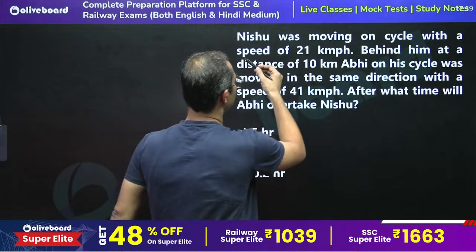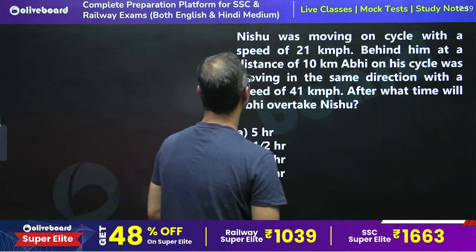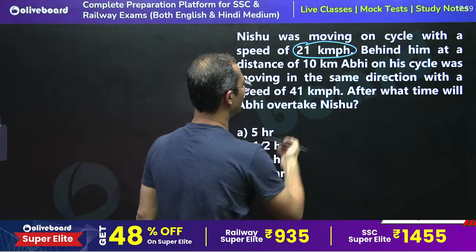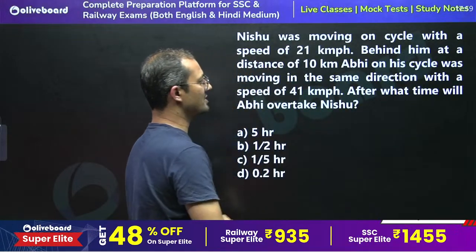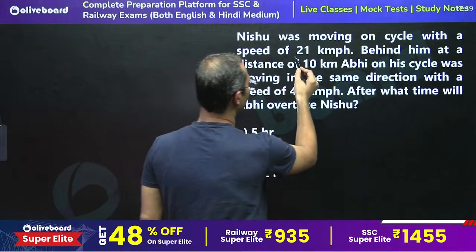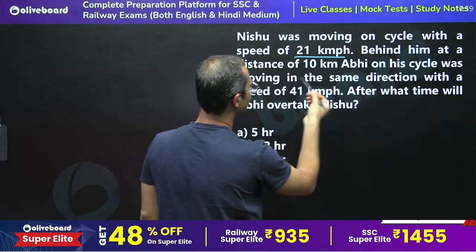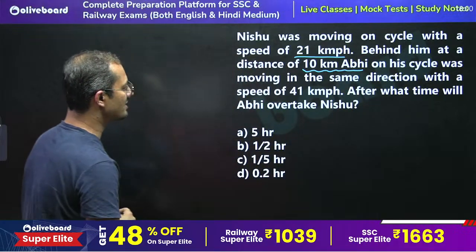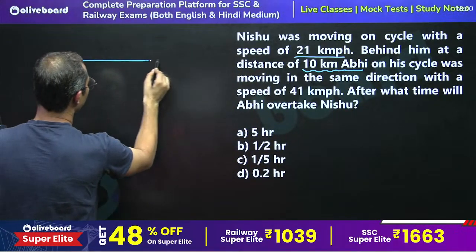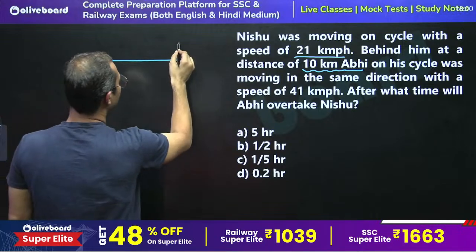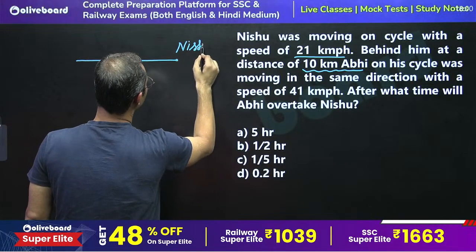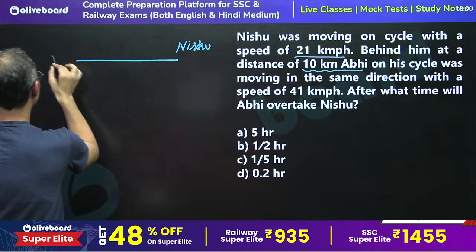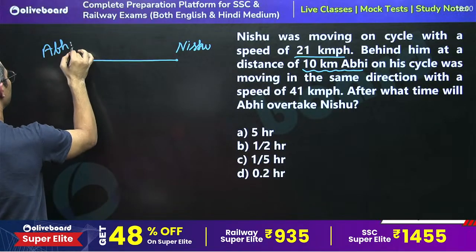See, Nishu was moving on a cycle with a speed of 21 km per hour. Behind him, at a distance of 10 km, Abhi on a cycle was moving. See, Nishu is ahead of Abhi, and Abhi is behind Nishu, right?